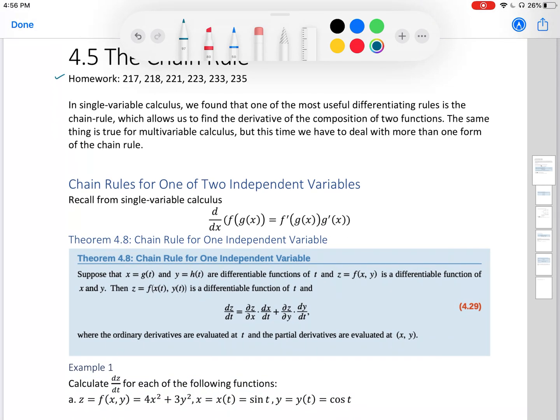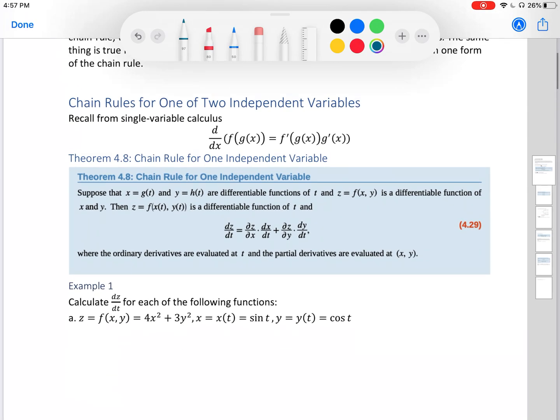So to begin, in single variable calculus, we found that one of the most useful differentiating rules is the chain rule, which allows us to find the derivative of the composition of two functions. The same thing is true for multivariable calculus, but this time we have to deal with more than one form of the chain rule. So we begin with the chain rule for one of two independent variables.